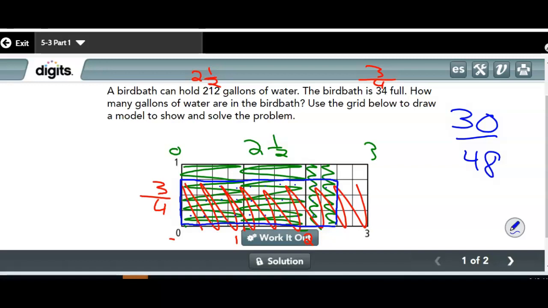Perfect. That is exactly right. We need to look at how many boxes are in one whole. Not this whole thing, because this is 3 wholes. So our denominator comes from how many boxes are in one whole, which is 16.